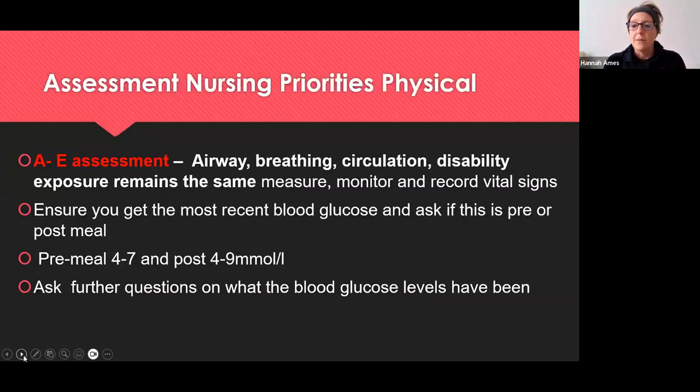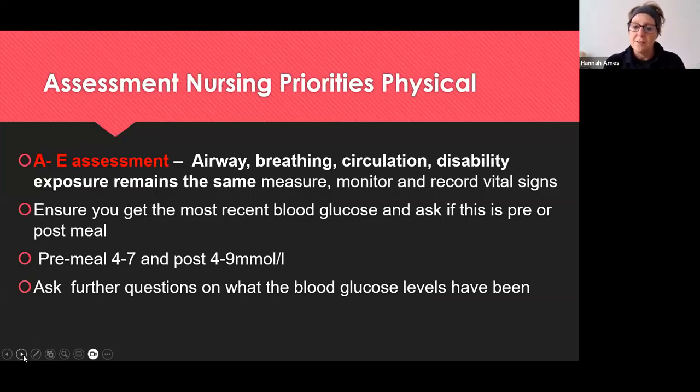So what are those physical assessment nursing priorities in your assessment station? Well, like I said, you're still going to do your ABCDE: airway, breathing, circulation, disability, exposure. You are going to make sure in disability you get the most recent blood glucose. And it'd be good here to ask if this is a pre-meal or post-meal reading. So pre-meal should be between 4 and 7 and post between 4 and 9.